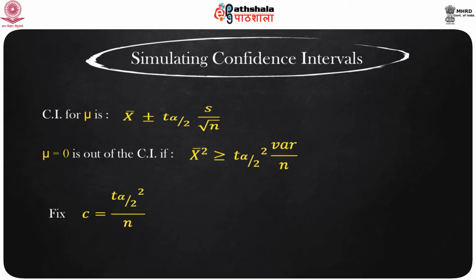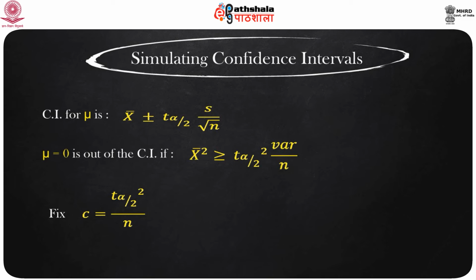So, let us consider this. We know that mu is equal to 0, then the parameter will be out of the confidence interval if x bar minus mu whole square is greater or equal to t alpha by 2 whole square into variance by n. Just squaring this term, we can get this.